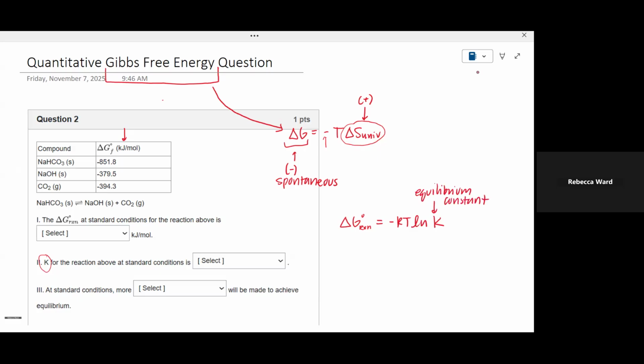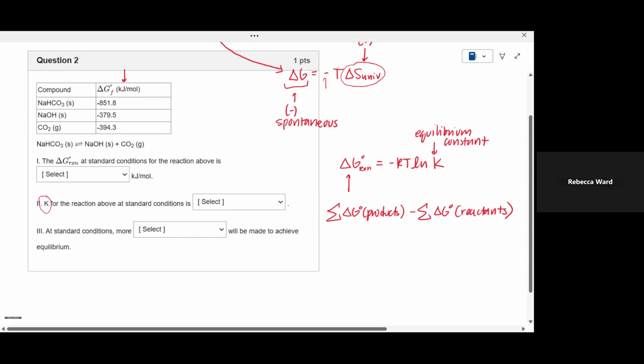Okay, so the process here is we'll calculate the Gibbs free energy of this reaction at standard conditions using these tabulated values. So let's start there. This number is equal to the sum of our Gibbs free energy for the products. It's nice because all these state functions use the same structure: sum the products and subtract the sum of the reactants.